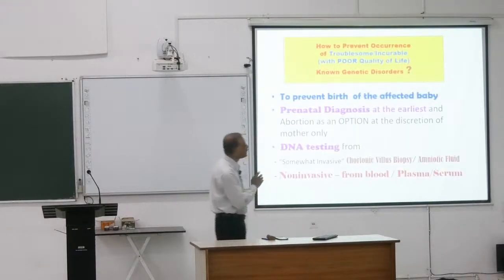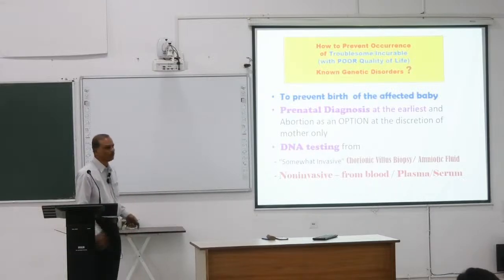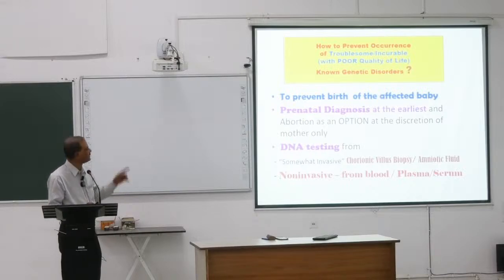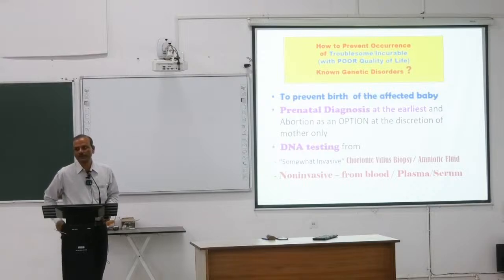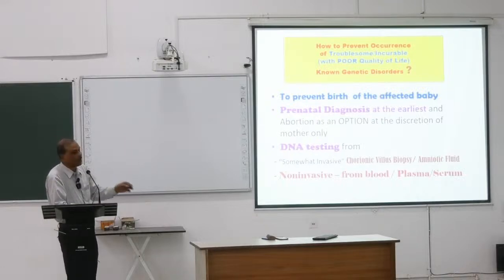So how to prevent the occurrence of these troublesome, somehow incurable diseases with a poor quality of life? For all genetic diseases, this is applicable. We have to prevent the birth of the affected child. What is the problem here? You see, this is the mode of approach for common genetic disorders. How to prevent? Because once the baby is born affected, you cannot kill the baby. That's a big problem. So there is an option to prevent the birth of the affected baby.